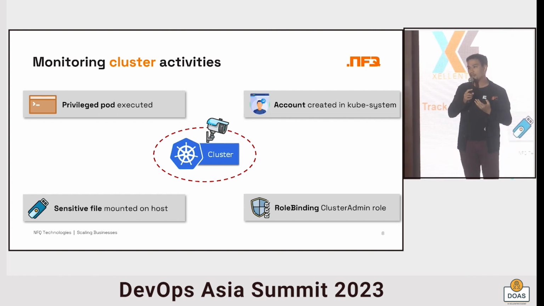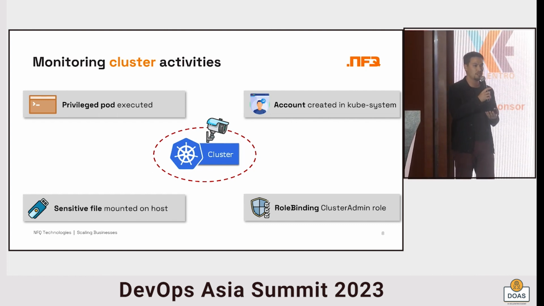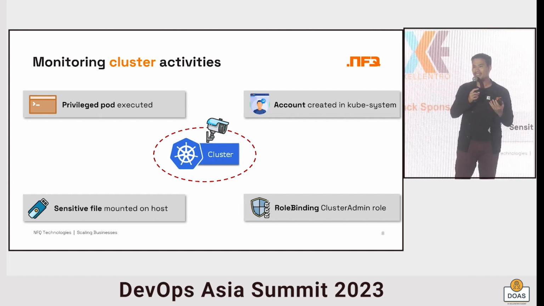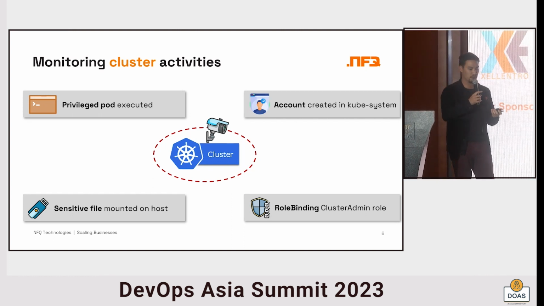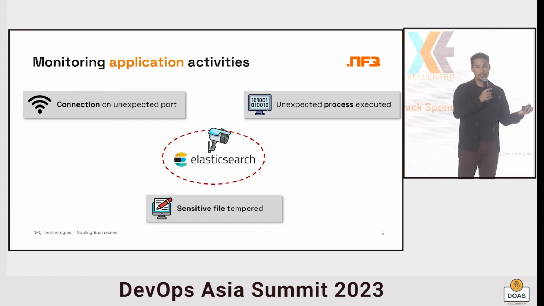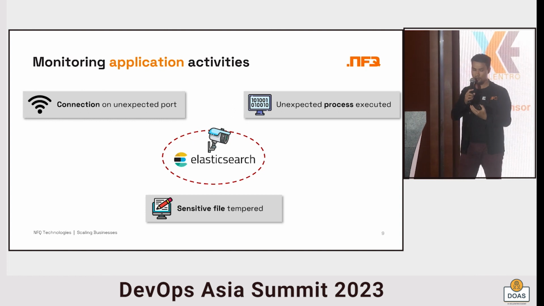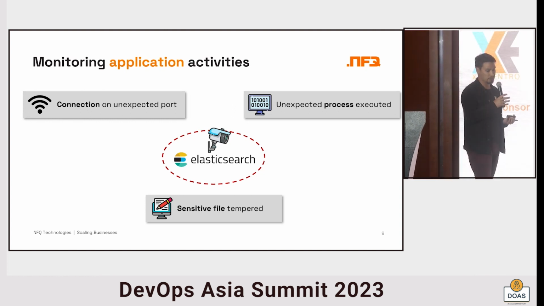If, for example, a sensitive file is mounted on the host as well, this is something that is not expected. Or if some strange privilege binding is created, all these scenarios should normally never happen, and we would like to be alerted. Finally, when we know pretty well how our application running on Kubernetes should execute, we would like as well to restrict the context in which they operate.